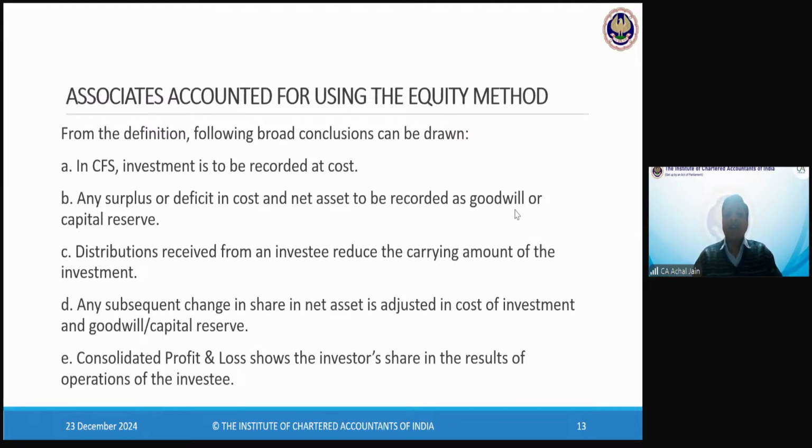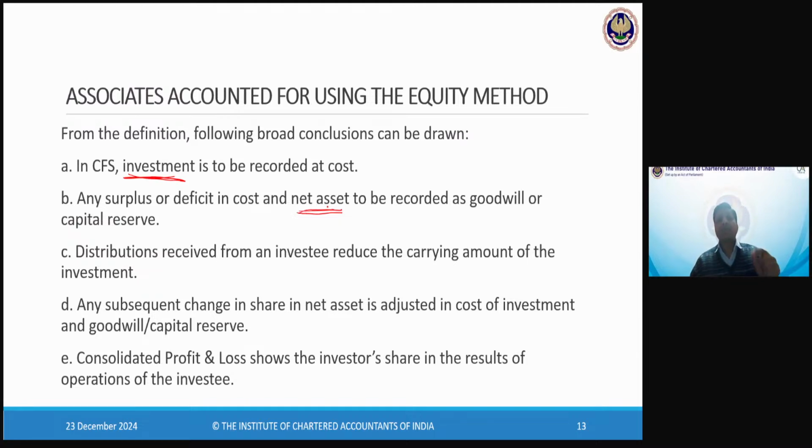Now, if you look at the consolidated financial statements, what do we have? We have the investment in the associate to begin with. On which, if there is any proportionate net asset, that is something you will top it up with. So that will keep getting added to that.